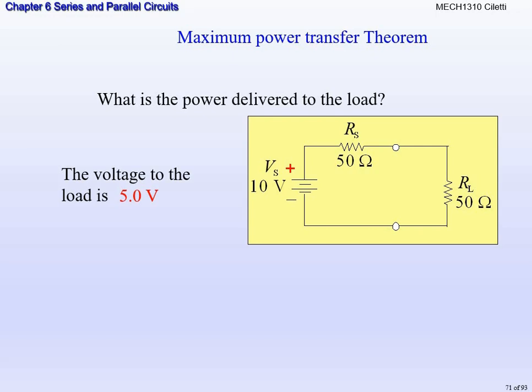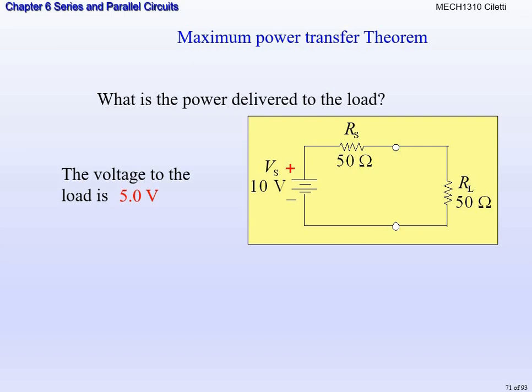You should know how to do that, right? 50 divided by 50 plus 50, so we have 50 over 100 times 10. So we have half of 10, which is 5 volts. You should be able to do that one in your head, but you can write it down. We've done plenty of voltage dividers. So the voltage to the load is 5 volts.